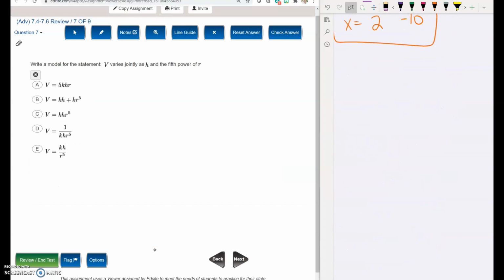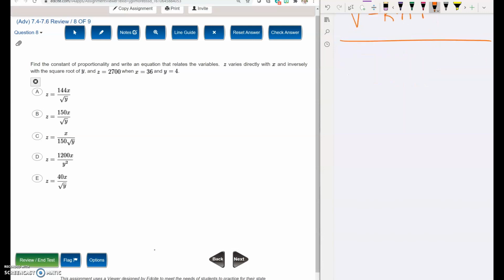Write a model for the statement. V varies jointly. Jointly is a way of saying that you're going to be multiplying k by a couple of different things. So k times h and the 5th power of r. So k h r to the 5th.